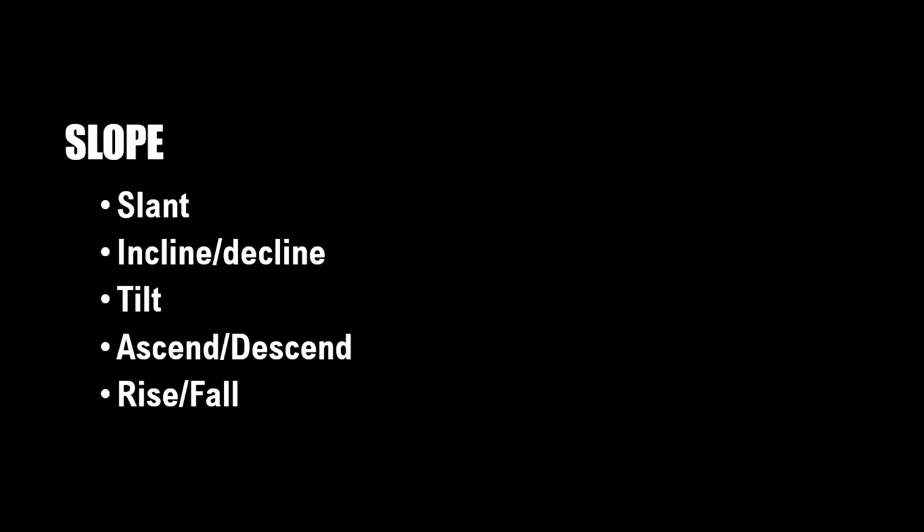So, slope is also associated with some terms like slant, incline or decline, tilt, ascend or descend, and rise and fall. So, let us start our discussion regarding slope of a line by using this Cartesian plane. This is a two-dimensional plane with the horizontal line known as the x-axis and the vertical line known as the y-axis. So, from that Cartesian plane, mag-locate tayo ng dalawang points, two distinct points, and then connect it to the line.